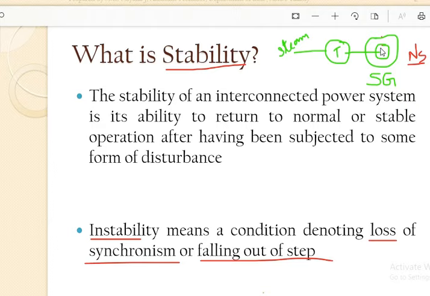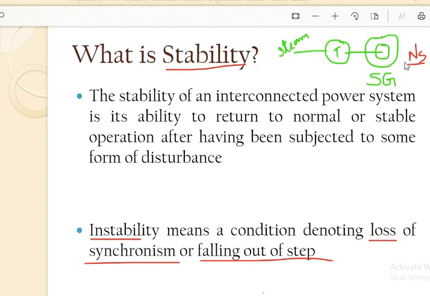You know it, right? So as long as your machine speed is equal to synchronous speed, you can say that your system is stable. Whenever your machine speed is trying to get out of that synchronous speed, you can say that your machine is falling out of step or your machine is moving to instability condition. So power system stability here is mainly associated with the speed of your rotor.